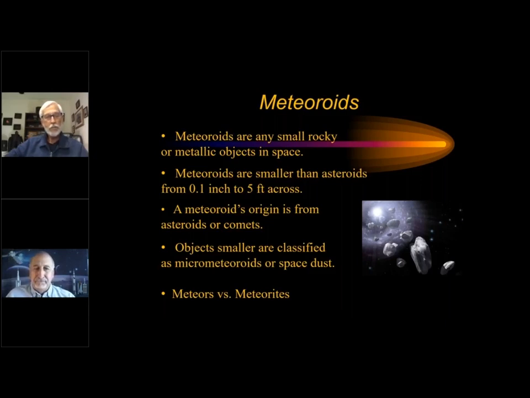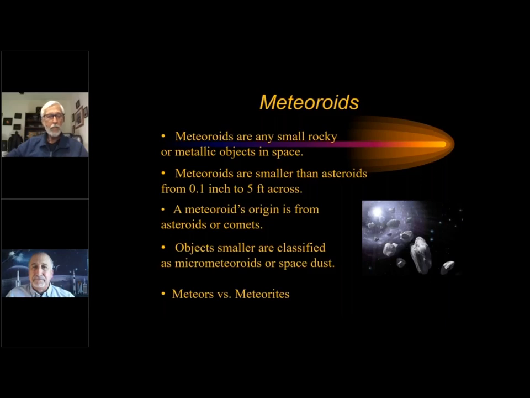Meteoroids' origins can come from asteroids, or, and we'll talk about this a little bit later, potentially from comets. So you can imagine as these asteroids are flying around in space, on occasion they would bump into each other, and shards of rock would be shed, and those would become smaller asteroids or meteoroids. If you want to get smaller than that, under 1/10 of an inch, objects are classified as micrometeoroids, and even smaller than that is space dust.